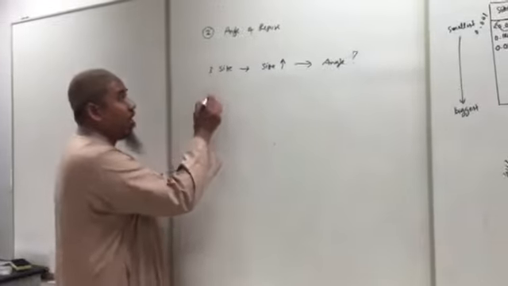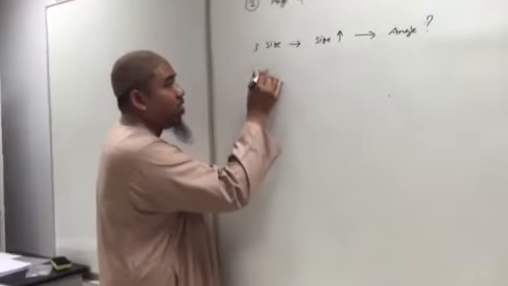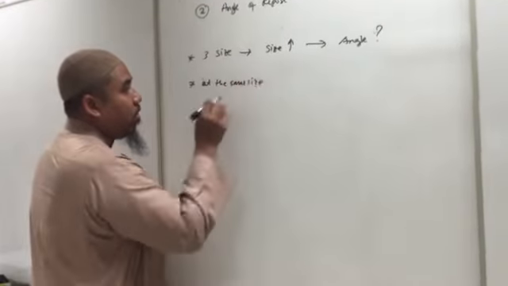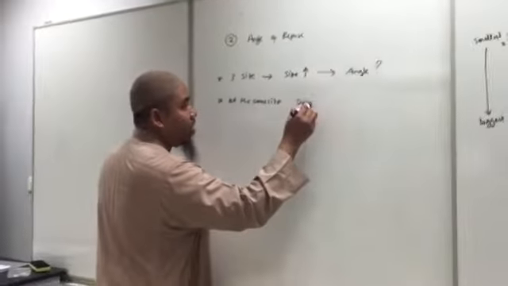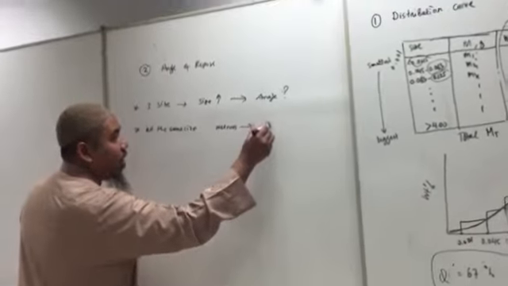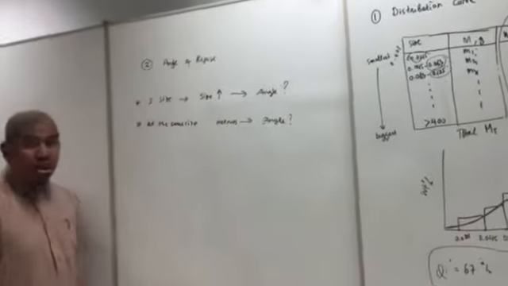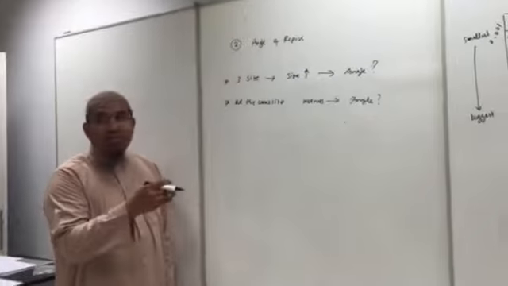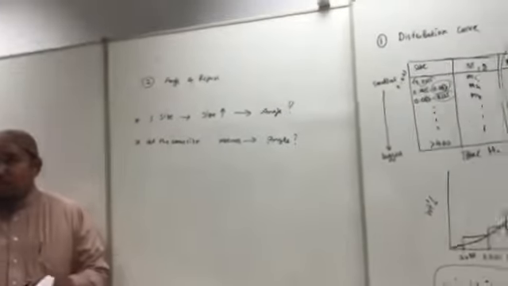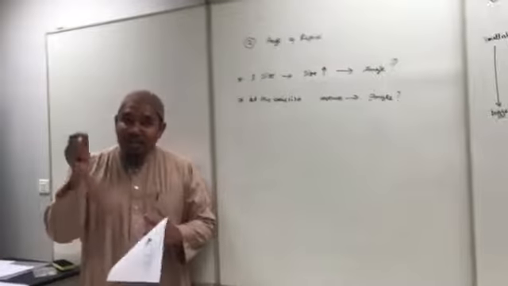Does the angle increase or decrease? Second, at the same size, what's the effect of dryness or wetness on the angle? And do not just say size increases, the angle decreases. But why is it like that? This is what is missing from your report most of the time. The reason behind the result. This is what is missing from your report.